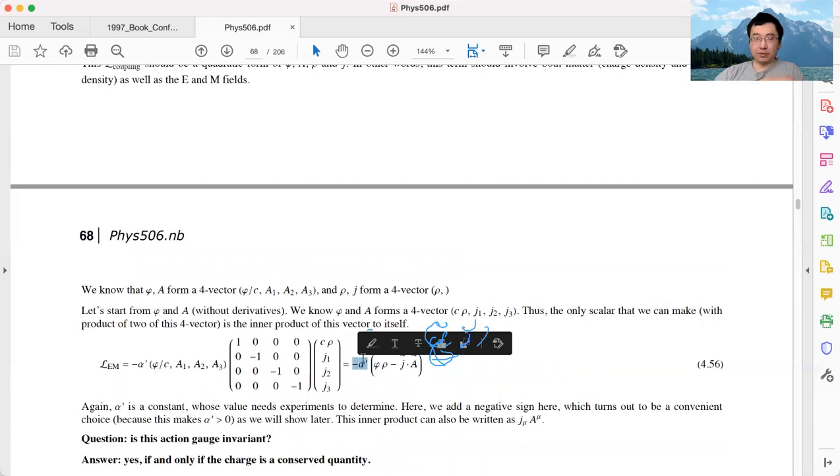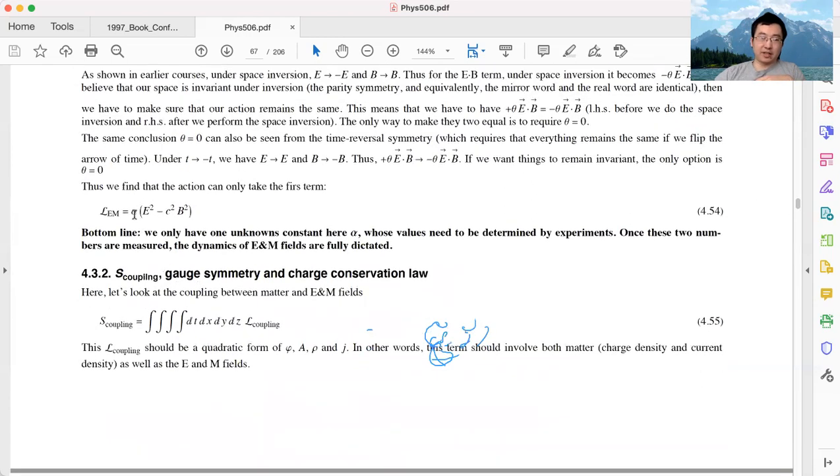Alpha prime, we don't know. We need an experimentalist to measure it. And this alpha, we don't know. We need an experimentalist to measure it. And in addition, the speed of light, we don't know. We need an experimentalist to measure it. But aside from these three unknown parameters that we need to ask experimentalists to measure, everything is actually fully decided for the E&M field.